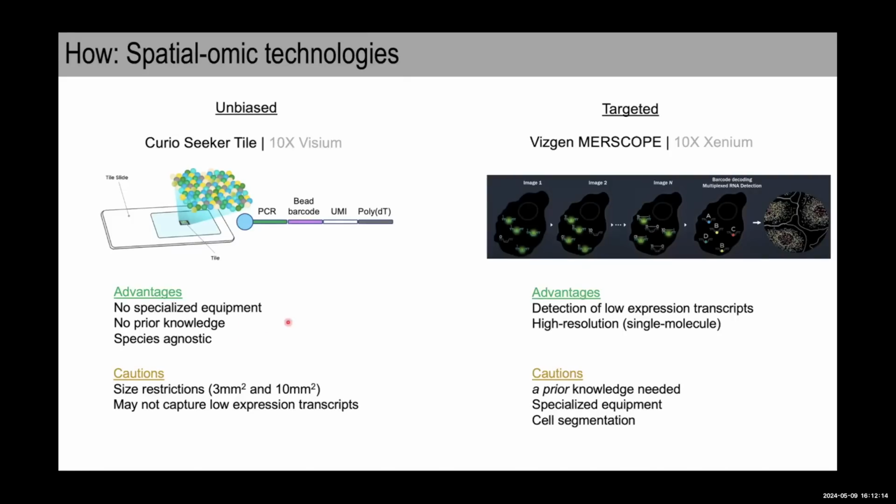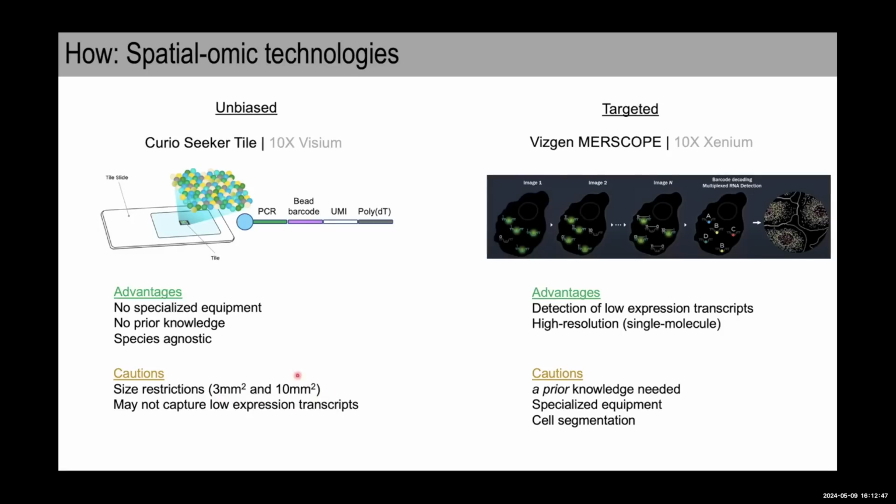With the unbiased platform, there's no specialized equipment that's required. You just need to cut your sample and place it onto this slide. You don't need to know what genes you're looking for, and it's species agnostic because it's just targeting the poly A mRNA of your sample. But there are also some cautions when considering this, which is that there are some size restrictions. At the time when we performed these experiments, there was only a 3 mm squared tile available, which is quite small, and you can't fit a lot of plant tissue on it.